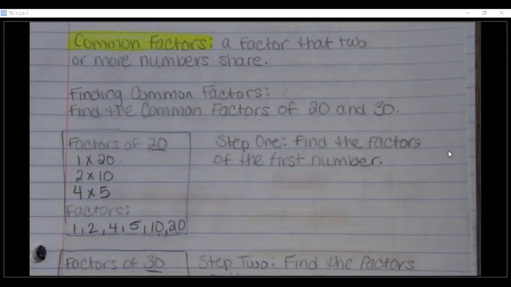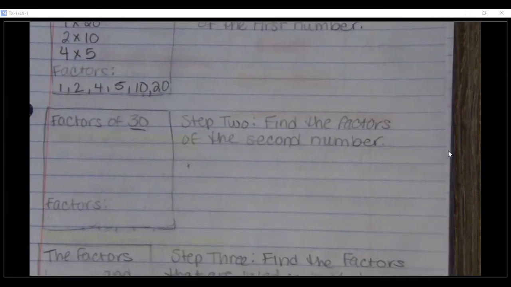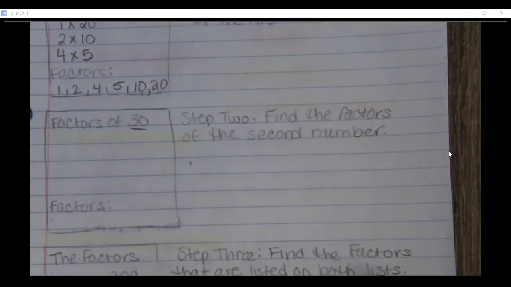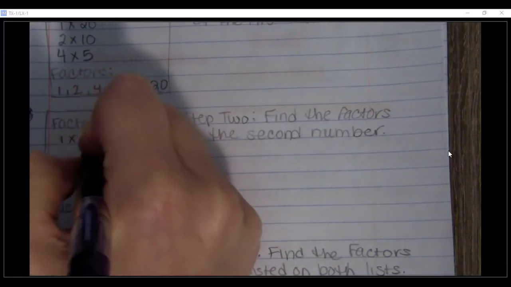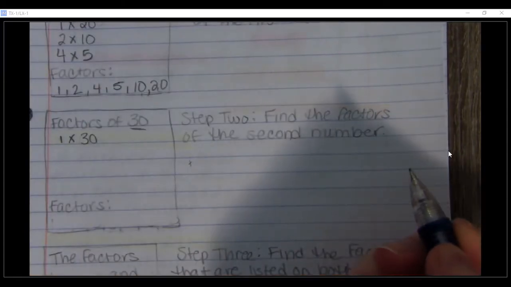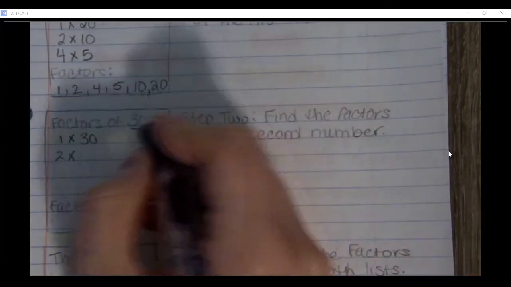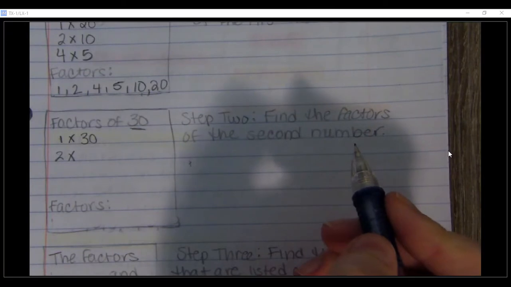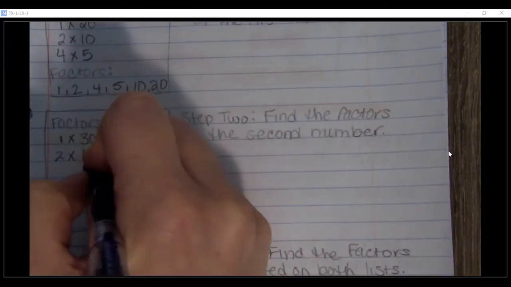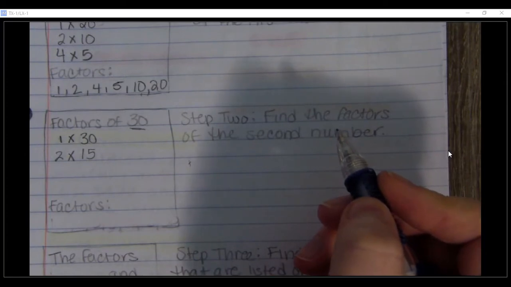Great, we did step 1. Now let's move on to step 2. Find the factors of the second number. Oh, well, that makes sense. So again, I'm going to start with 1 and the number itself. Then I'm going to try 2. Let's see, it's an even number, so that must mean that something times 2 equals 30. And that number is 15. 2 times 15 is 30.